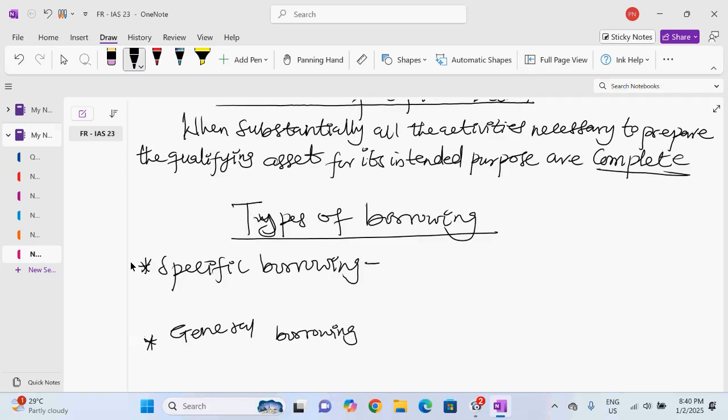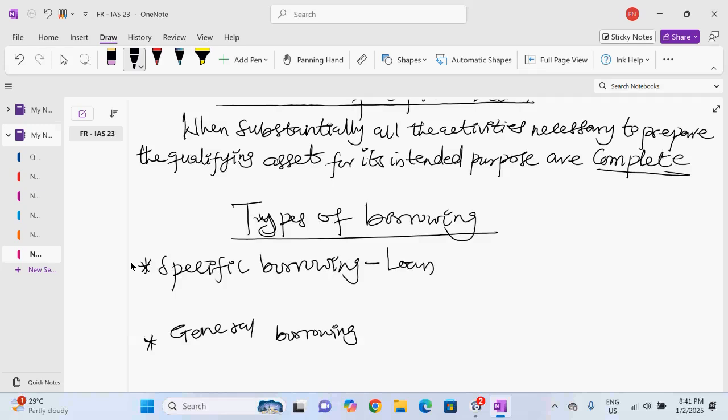Specific borrowing, as the name goes, you are borrowing for a specific project. So you are going for a loan to build a house, right? To build a building, right? So that is a specific borrowing. You are going for a specific project, right? And then general borrowing is a loan for general use. You are not borrowing for a particular thing, but to be used for general stuff. You can use a loan to do this, to do that, to do everything, right?